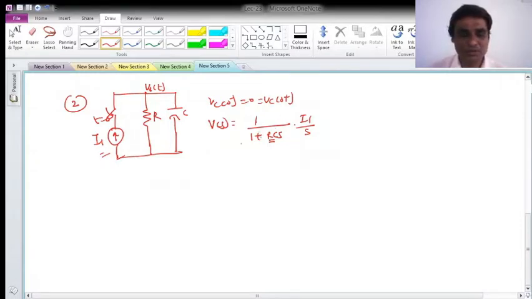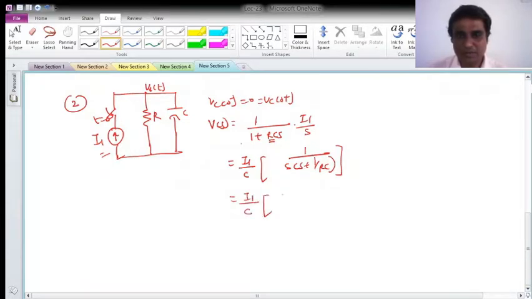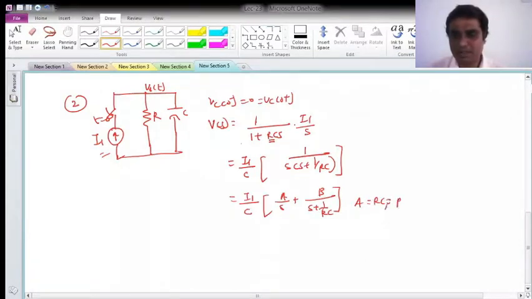Okay. So if you solve, it will be I1 upon C, and it is 1 over s into (s plus 1 by RC), and then I will use the partial fraction here: I1 over C, A upon s plus B upon (s plus 1 by RC), and you can find out the values of A and B. So A is RC, B is minus RC, by the way we have seen in finding out the inverse Laplace transform, right?